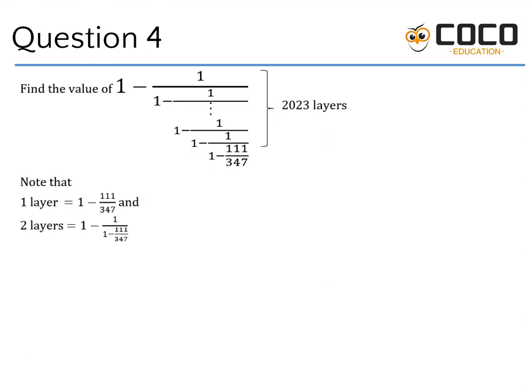Now, for question 4 here, we have to use a bit of algebra. For the one layer, let's say the number equals to A. So basically, this fraction here, we let it be A. Then for the two layers, now we know that A is this part, so we replace it with A. This is 1 minus 1 over A. So simplify this: 1 equals to A over A minus 1 over A, there's A minus 1 over A.